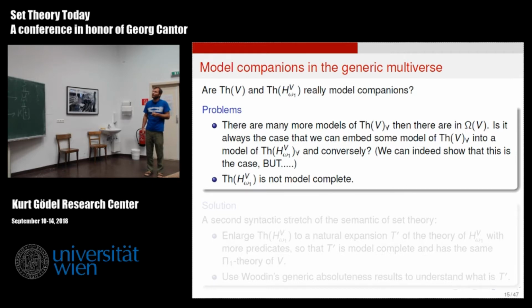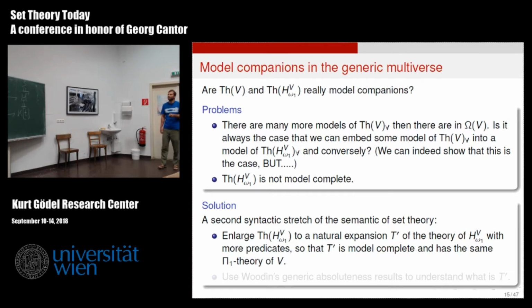Well, the main problem, why this theory is not model complete, is that, okay, the first problem is solved. It is possible to show that whichever model you pick of some initial fragment of V, you will be able to embed into a model of this form. But the second problem is not solved, because this theory is not model complete.